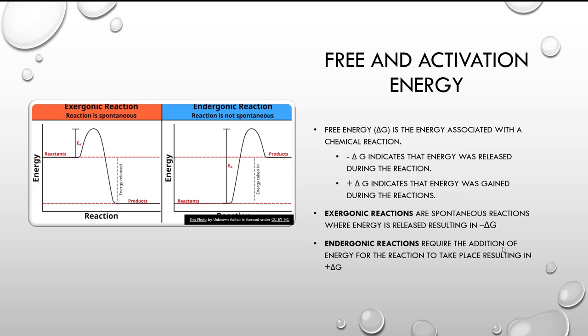So think exergonic, you release energy, like burning a fire. Endergonic, you have to add energy to produce something, so in photosynthesis, you add sunlight to make the sugar.